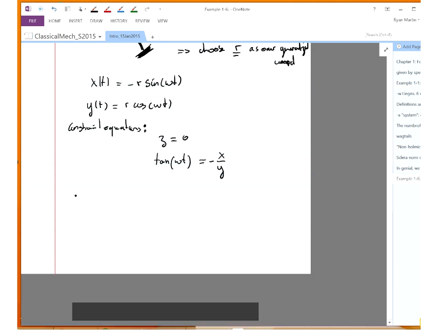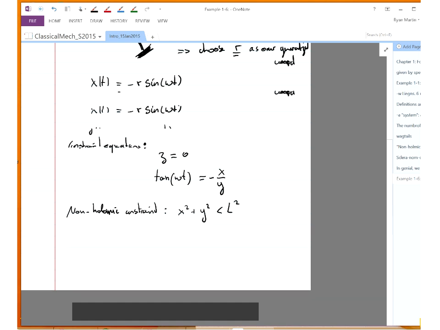Now there's also an additional non-holonomic constraint, and that's that x squared plus y squared has got to be less than L squared. We can't use that to reduce the number of degrees of freedom in this case, because it doesn't really tell us anything.